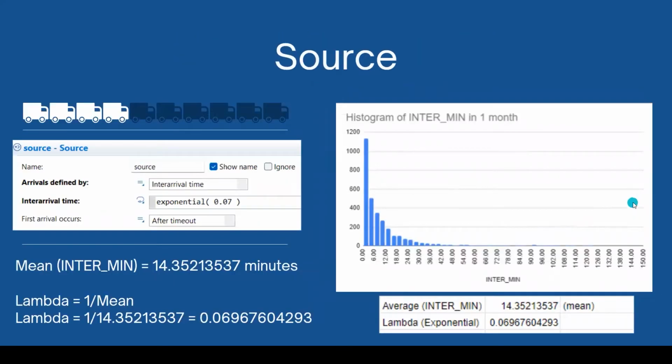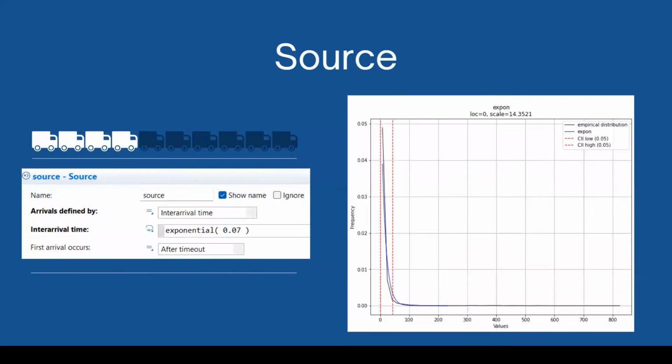From the data, we can find the inter-arrival time by finding the mean of the inter-arrival times and representing lambda equal to 1 over the mean. We get lambda of around 0.07 and use the exponential distribution with lambda for the inter-arrival time. And this is the exponential graph of the inter-arrival time that we get.